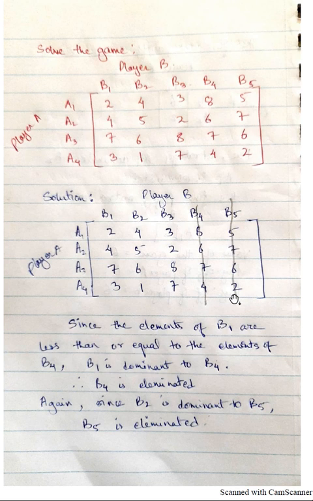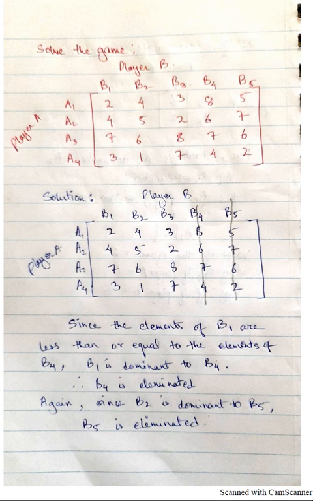So since the elements of B2 are smaller or equal to the elements of B5, player B will not have any incentive to choose strategy B5 over strategy B2. So given the choice between B2 and B5, player B will always choose strategy B2. Therefore, B2 is dominant to B5 and hence strategy B5 gets eliminated. So B4 and B5 have got eliminated.